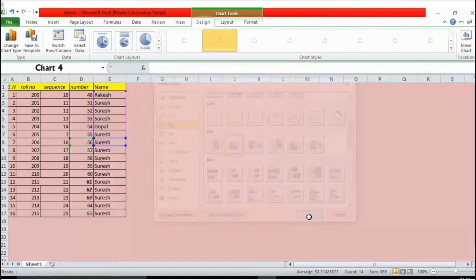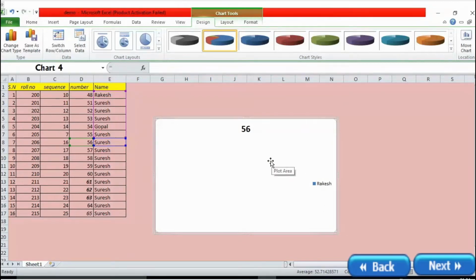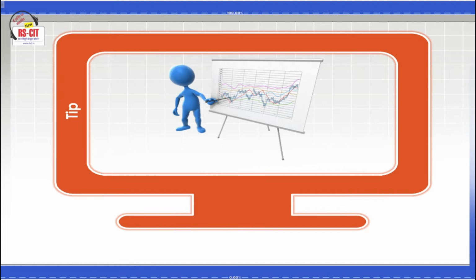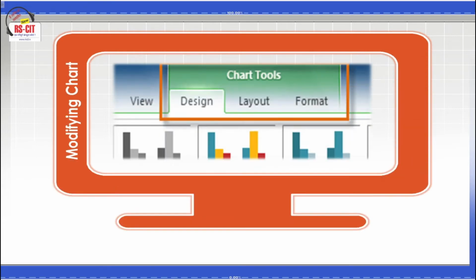Select any chart type. By default, the chart is placed on the worksheet as an embedded chart. Tip: in Excel 2010, you can also create combination charts, which combine two or more chart types available in Excel. Modifying and formatting charts.